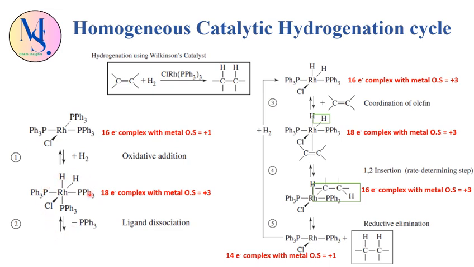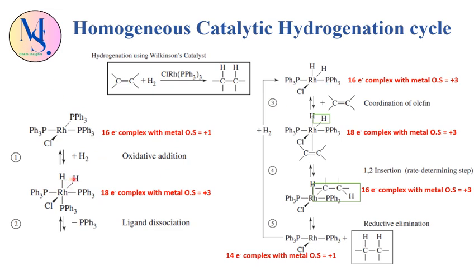Now the complex is fully saturated, so in order to create a space for the other reactant, that is olefin, one of the ligands of this complex has to be removed, which is called simple ligand dissociation process, which involves only change in coordination number, but the oxidation state of metal will remain same, that is +3, and its electron count will also be decreased from 18 to 16 electron, because phosphine is a 2 electron donor ligand.